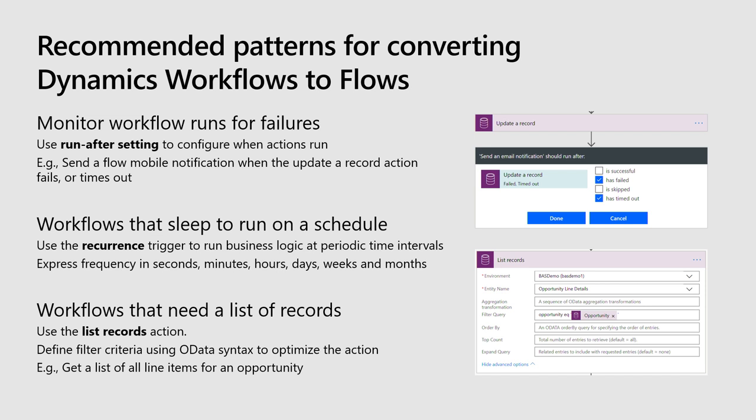Finally, flows that need a list of records, and we saw this in the demo we just saw earlier. Getting a list of records related to a particular entity or a list of records that you own and things like that was really hard with Dynamics workflows. Here we have an out-of-box action, the list records action. What we do recommend is that whenever you do use this action, provide as specific a filter criteria as possible to optimize its execution.